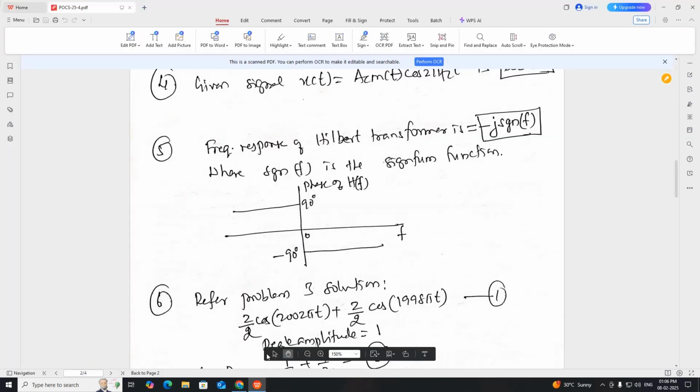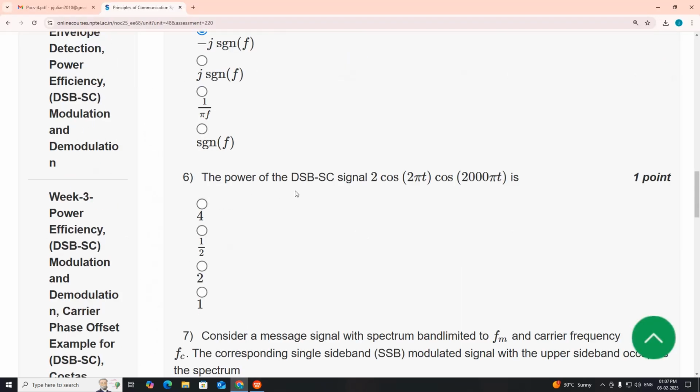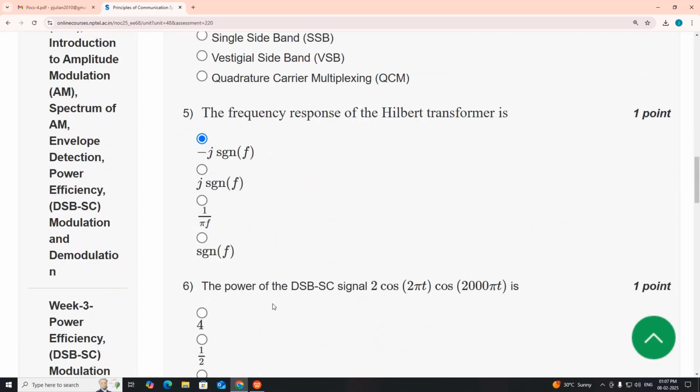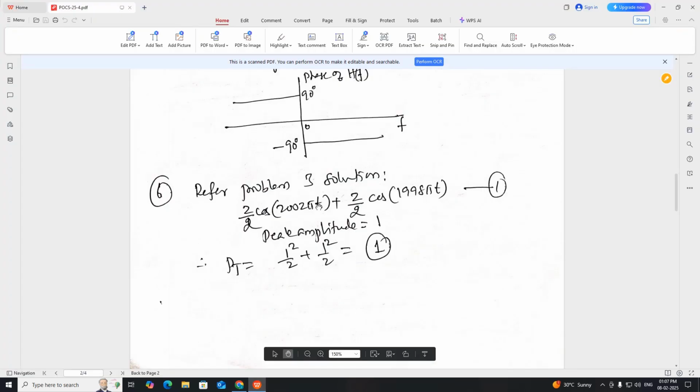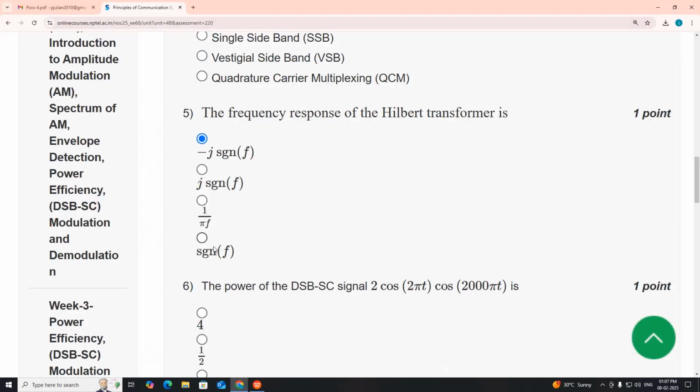Next question is the sixth one, the power of the double sideband suppressed carrier signal 2 cos 2 pi t cos 2000 pi t. So this is similar to the previous one. We will use the same technique, the same method. Refer to problem 3, we already solved that one. So this is the peak amplitude, 2 by 2 becomes 1, 2 by 2 becomes 1. Therefore the peak amplitude is equal to 1. So peak amplitude square by 2, plus peak amplitude square by 2, 1 by 2 plus 1 by 2 is equal to 1. The answer is 1.